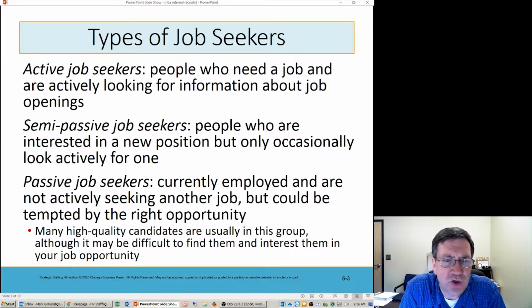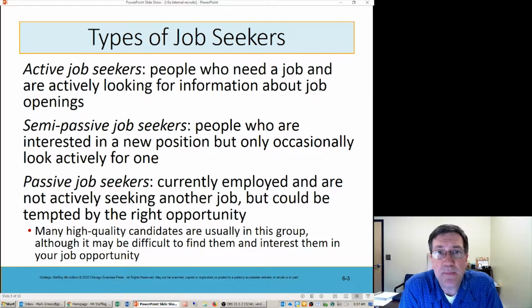Semi-passive job seekers, you see, are people who are interested in a new position only occasionally, however, actually go about the process of looking for one. So once in a while, I'll dip my toes in the water to see what it feels like. I'll throw a few resumes around, and if something comes of it, that's great, I'll pursue it. But if nothing comes of it, no big deal, I'm okay where I am.